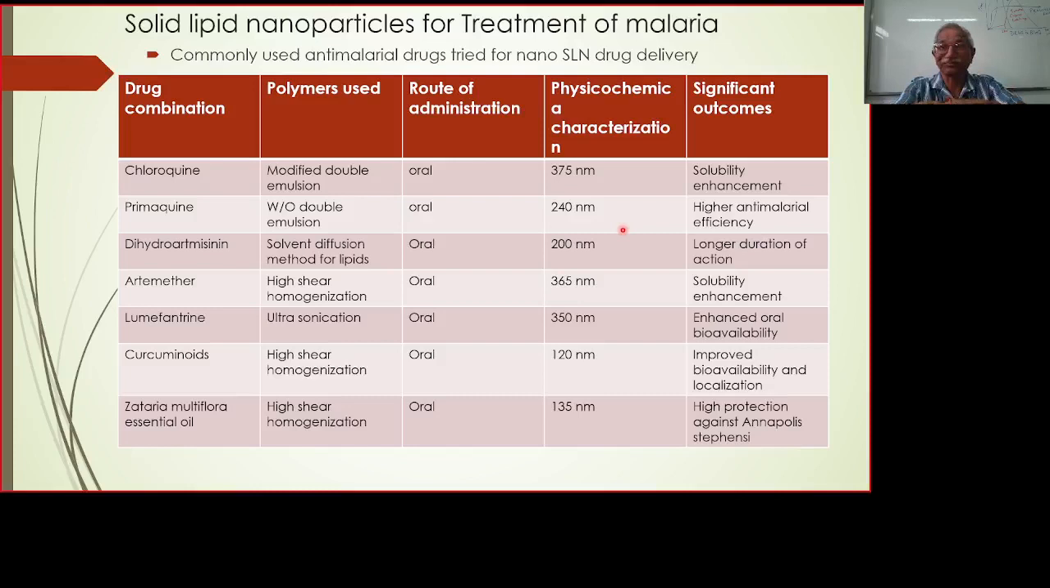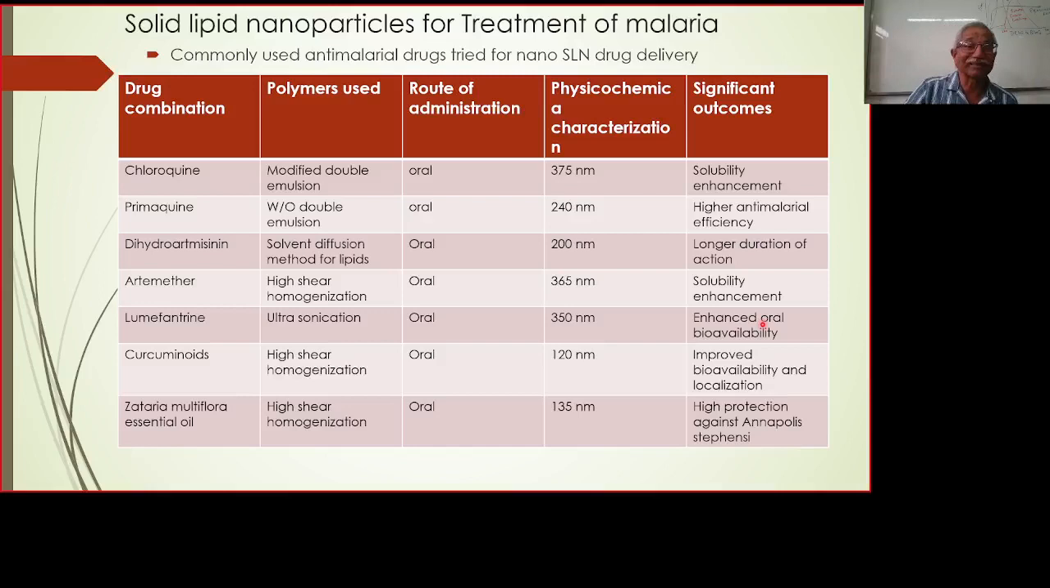And that is working. So Zataria multiflora essential oils, these are natural oils, which are also incorporated using high shear homogenization, getting the nano emulsions, and you can get up to 135 nanometers particle size and high protection against Anopheles stephensi. So you will find that all these have a specific application against a particular parasite, not covering the whole malarial parasites, and that is the disadvantage there.